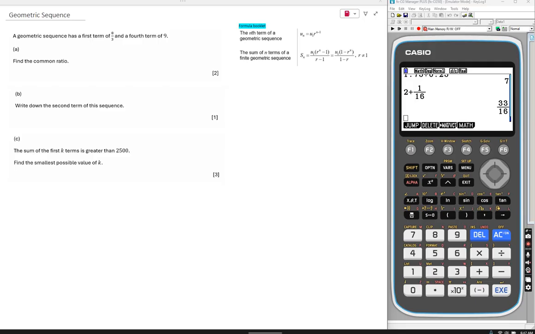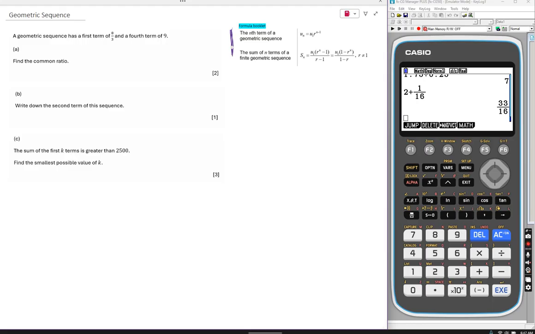So first thing is the top right of the page. This is from the formula booklet. This is not given in the question. That's what I'm talking about. That part there, you would need to go to your formula booklet and copy down those two things.